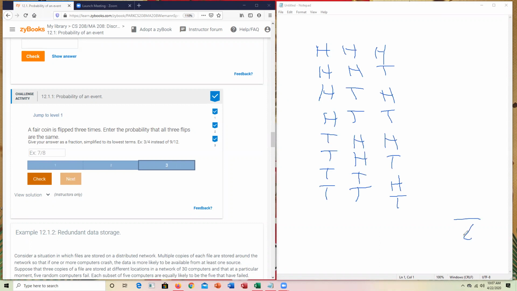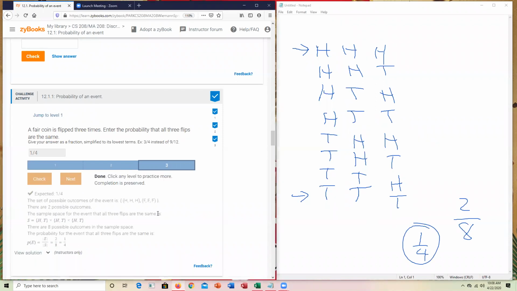There are 8 possible outcomes. Where are they all the same? That's going to occur on the first line and the last line. So there are 2 that match the criteria, but 2/8 simplifies down to 1/4. So let's verify those are correct. Check it, and we're good to go, completing that challenge activity.